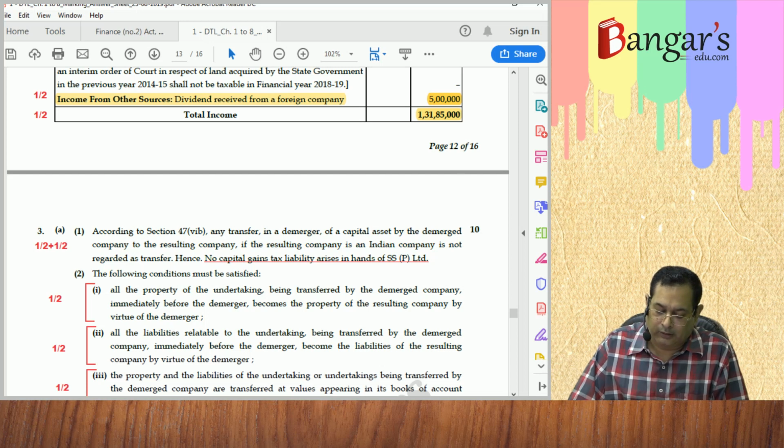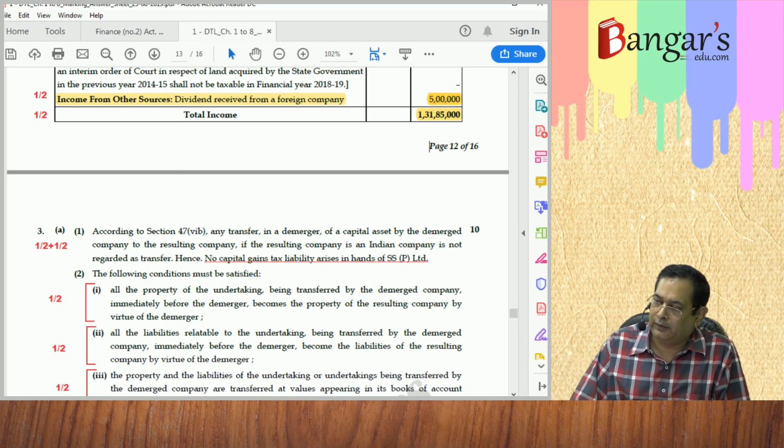NK holds 25,000 shares, so he will be given 50,000 shares, and he has received 50,000 shares and has sold all the shares for 8 lakh rupees. In this background, we have to compute whether the transaction of demerger attracts income tax liability in the hands of SS Private Limited or RV Private Limited.